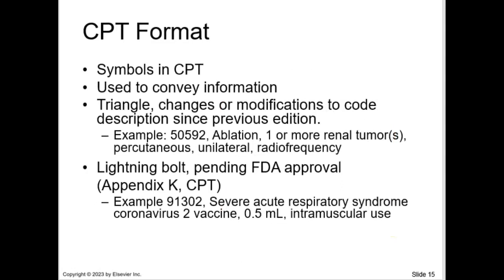Okay, so let's go ahead and talk about CPT format. We have symbols in the CPT, right? They're used to convey information. They're at the bottom of your manual CPT book. If you look at the bottom of the page, you will see these different symbols. So a triangle changes modifications to the code description since the previous edition. So it goes from year to year, and the triangle means, oh, we changed the description. Let's just say that this possibly said bilateral. Now it's unilateral. A lightning bolt means that it's pending FDA approval.